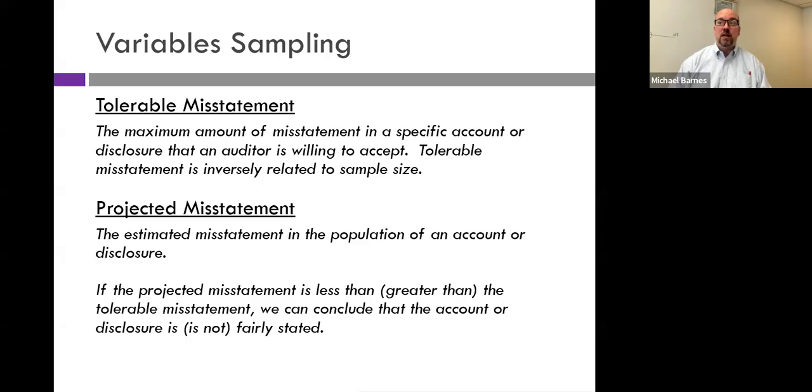We don't know what the actual misstatement in the account is because we can't test all 500,000 or all 5,000 customers. We just don't have the capability of testing all that. So if that's the case, we're going to rely on a projection for what we think the error is. That is where the projection comes from.